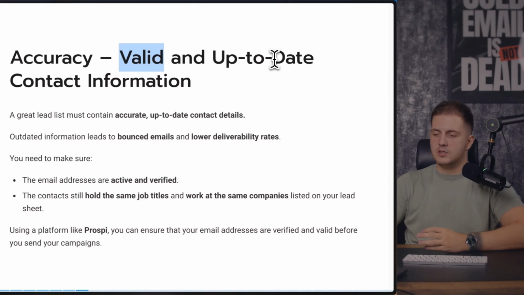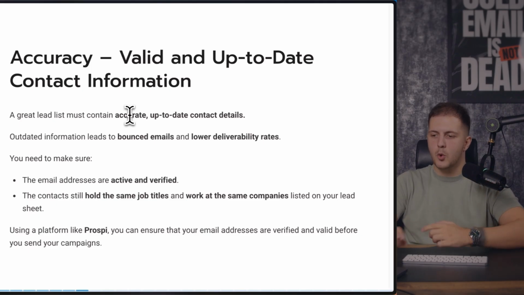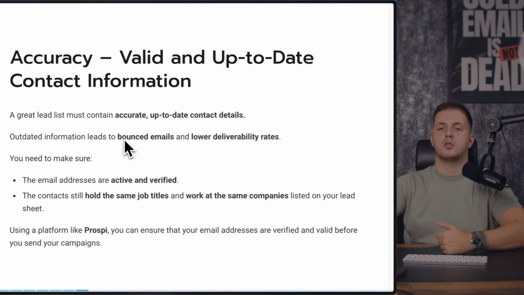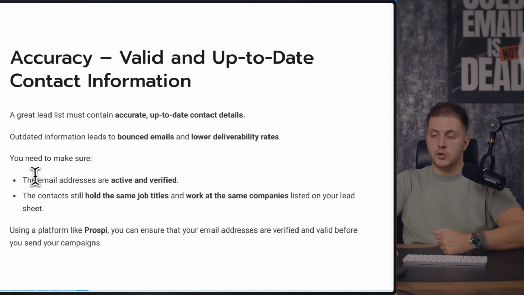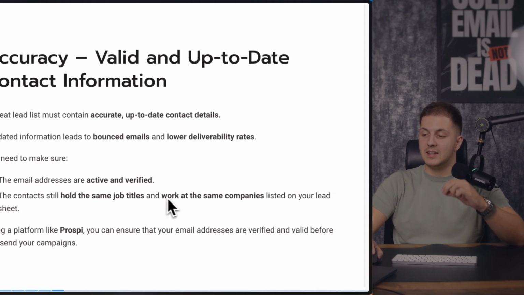Now, we're going to discuss this in a second and how you can make this happen, but a great lead list must contain accurate and up-to-date contact details. Without that, it's all worthless. Outdated information leads to bounced emails, which ultimately lowers your deliverability rates. You need to make sure that emails are active and verified, and the contacts still hold the same job titles and work at the same companies listed on your lead sheet.